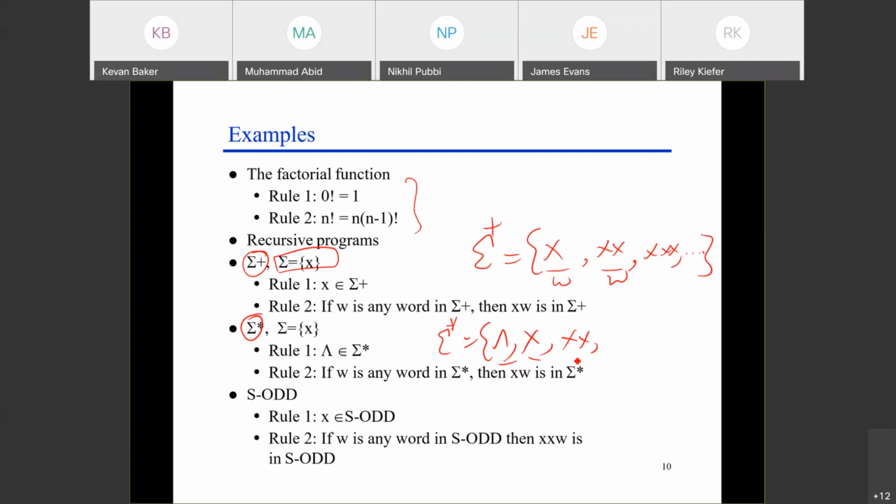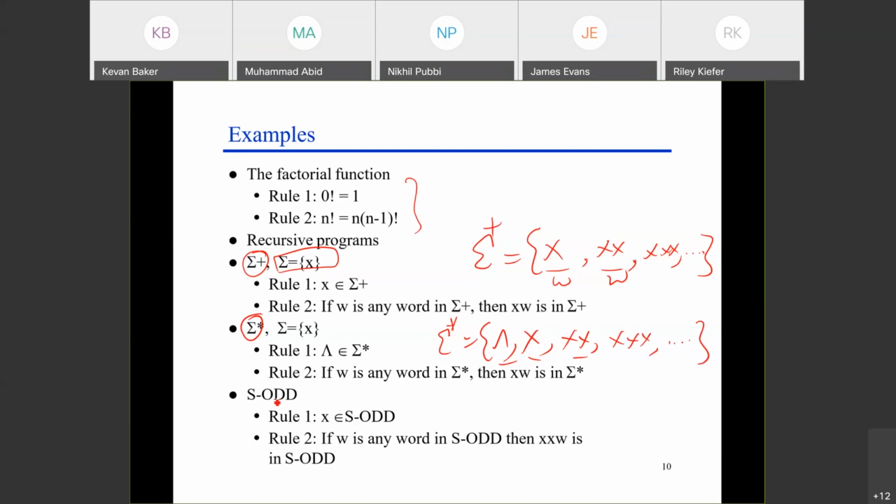All these are, so w is a variable, all possible words which you already generated in your language in x in summation star, this is w. So you can use lambda as w, you can use x as w, you can use xx as w, and you are saying that all these are part of my language and job is done.